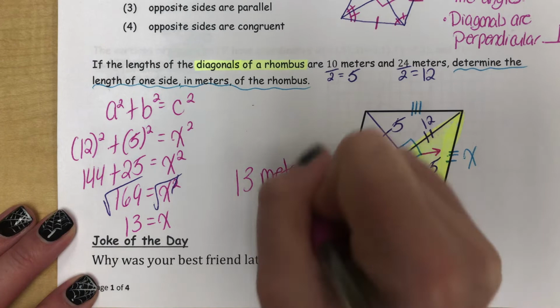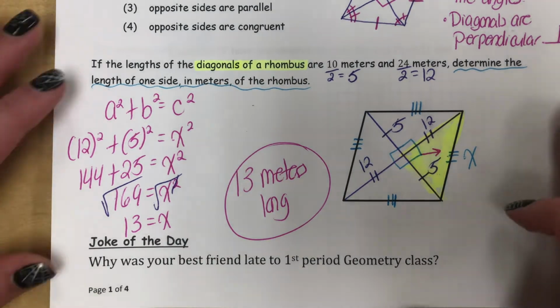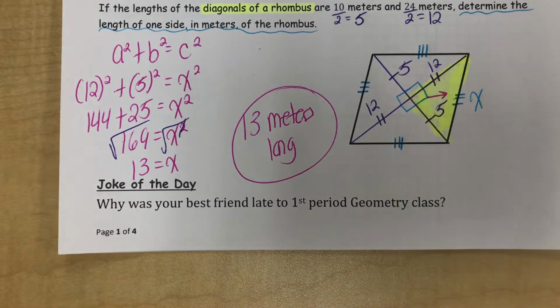All right. Cool. Bottom, joke of the day. Why was your best friend late to first period geometry class? Yeah, you guys got it. He got on the wrong bus. Get it? Rhombus, wrong bus.